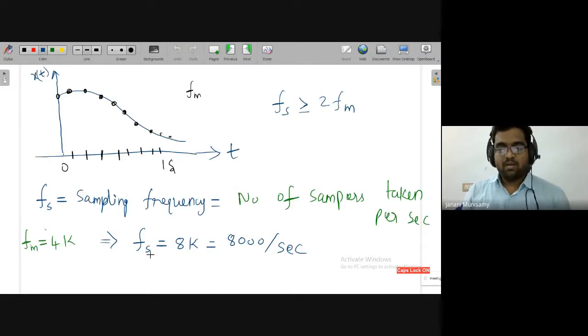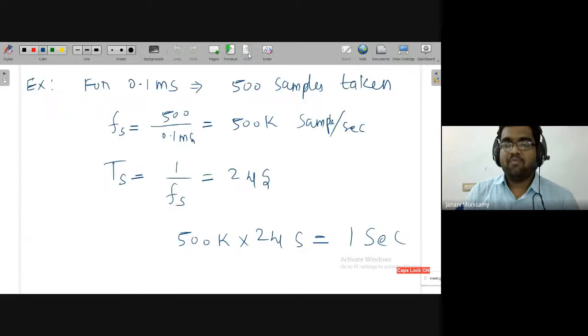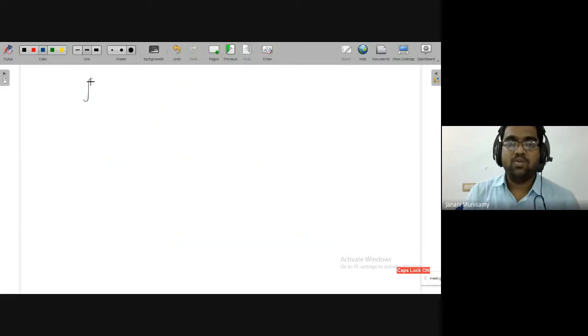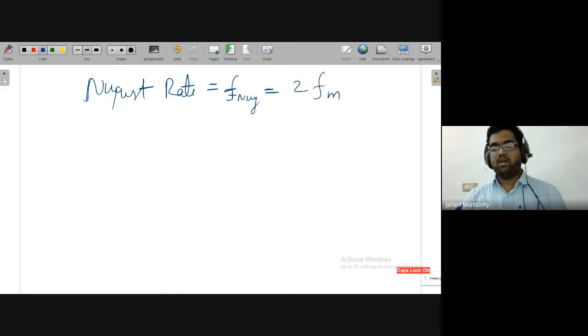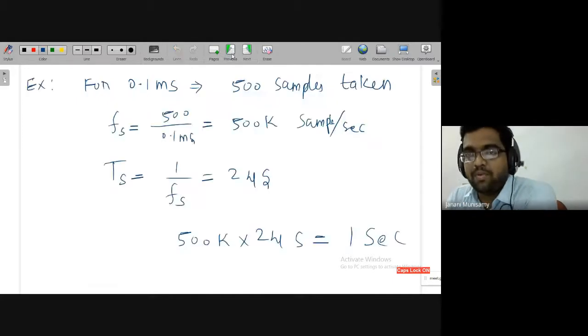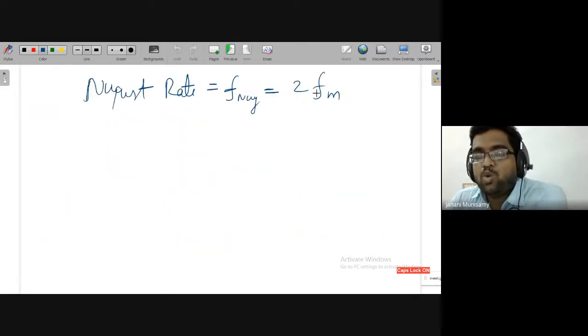Then we come here. So now we are defining Fs is equal to 8K, or in general, the minimum Fs. There is another name for minimum Fs, that is the Nyquist rate, the Nyquist rate of sampling. F Nyquist is 2 times Fm. Nyquist rate of sampling means only 2 times Fm. In general, it can be greater than 2 Fm also.